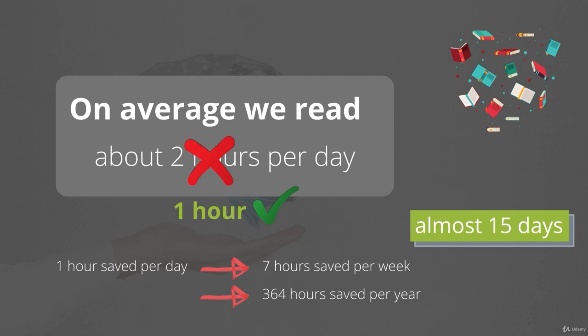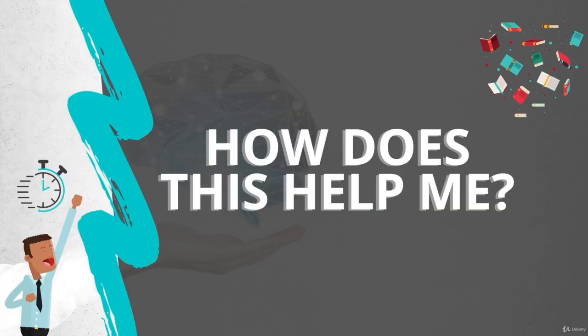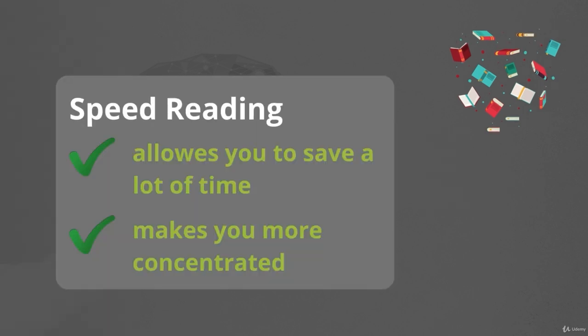You could, for example, do all of the things that you like and that you don't have time for. Do more sports, relax, or even read more. Everything is possible, and at times like these, where our brains are flooded with information, it's great to be able to process it as fast and as efficiently as possible. Because speed reading doesn't only allow you to save a lot of time, it also makes you more concentrated and helps you to understand more of the text.